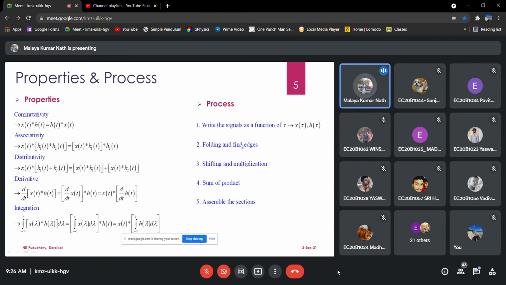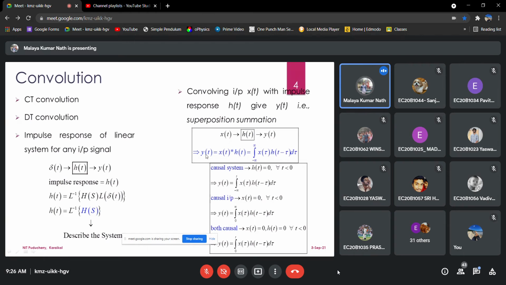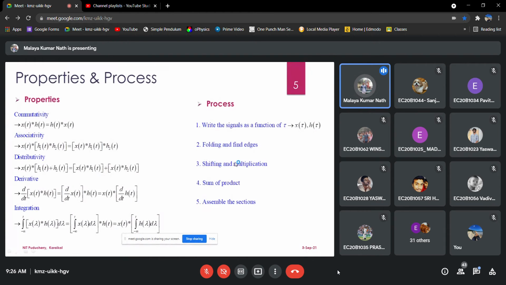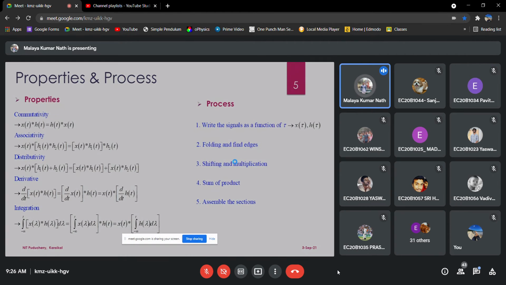After folding, we find the edges of the folded signal, one called the left edge and another the right edge. Then this folded signal is gradually shifted over the unfolded signal, and we calculate the multiplication. After the multiplication, we calculate the sum of product. After computing the sum of product, we assemble the different sections that we discussed in the last class, showing what exactly this convolution is doing. So in a convolution, we are calculating the folding, shifting, multiplication, and the sum of product. Then we get the assembly.